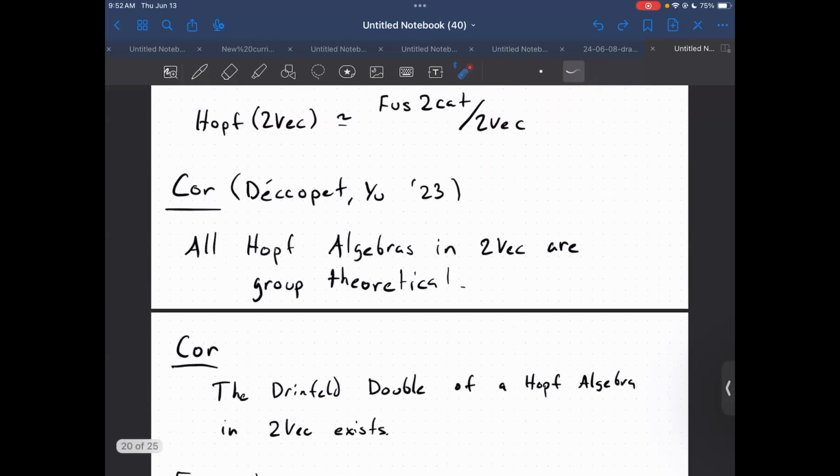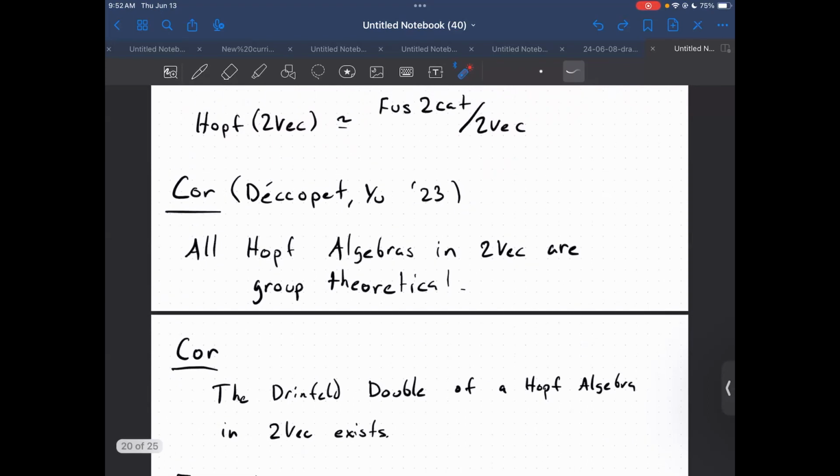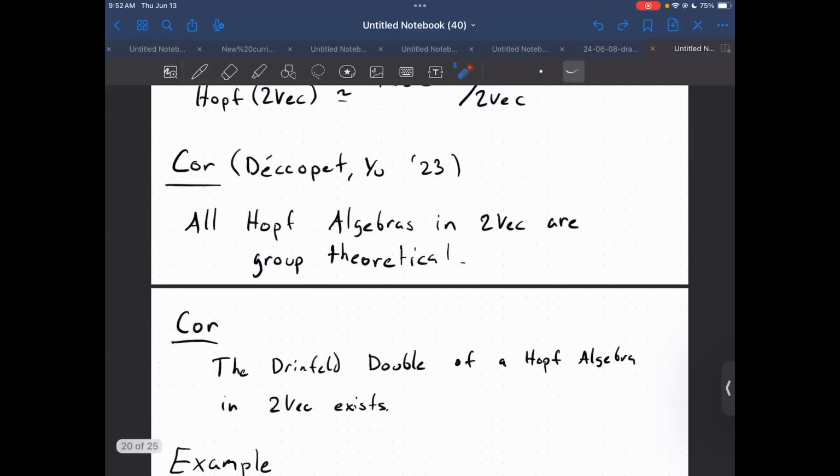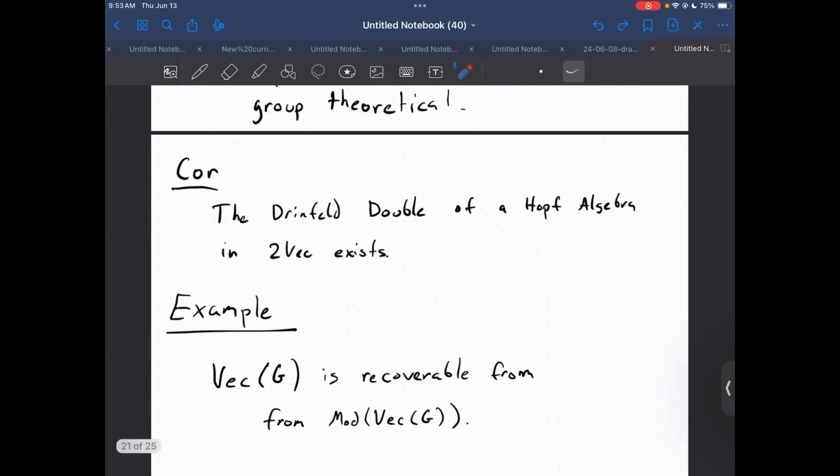And then finally, you can play the same story with the Drinfeld center and its forgetful functor to conclude that Drinfeld doubles of Hopf algebras in 2Vect exist. So this was conjectured some time ago and is true for the reasons that it should have been true all along. Okay, and then again, we kind of know all of the examples, but very few of them have been worked out. There are no real interesting ones that have been worked out yet. That's on my to-do list.